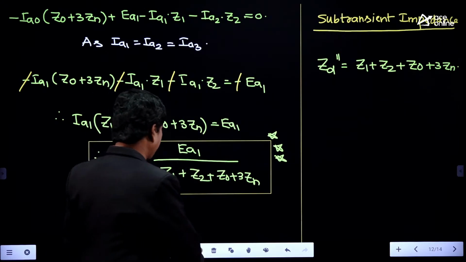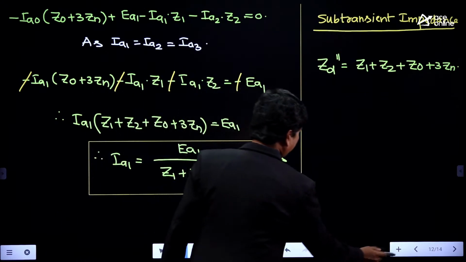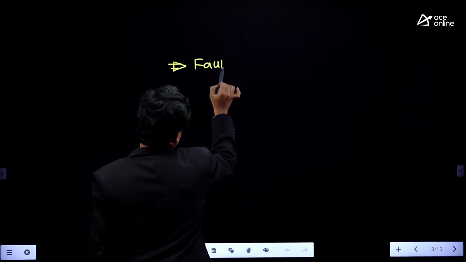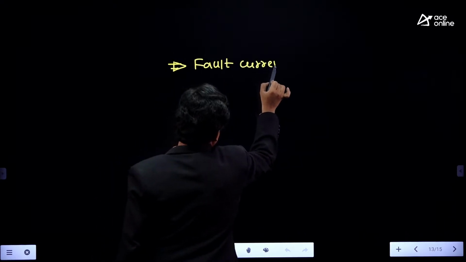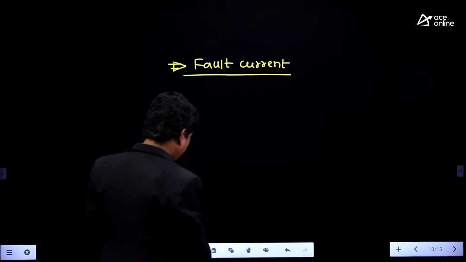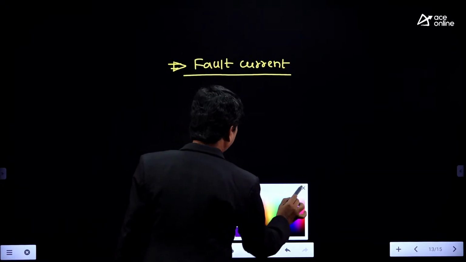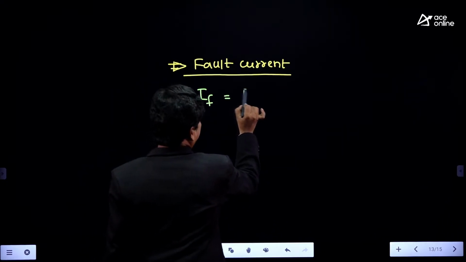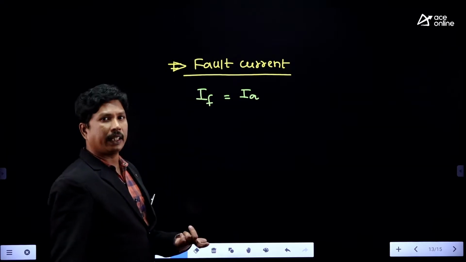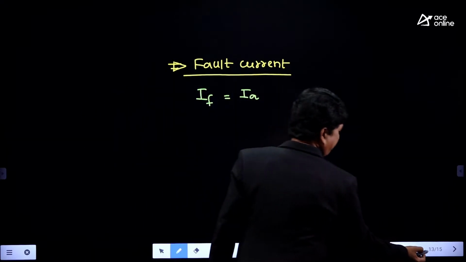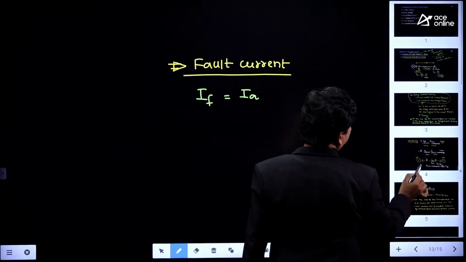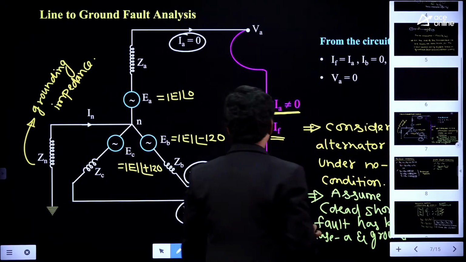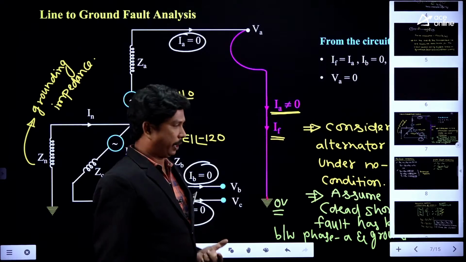What is the fault current for LG fault, students? If you check here the fault current formula, IF is equivalent to IA. The fault current IF is equivalent to IA only, right? Why? Because it's a line to ground fault. In this line to ground fault case, we have seen already, the fault current IF is equivalent to IA only. Clear?